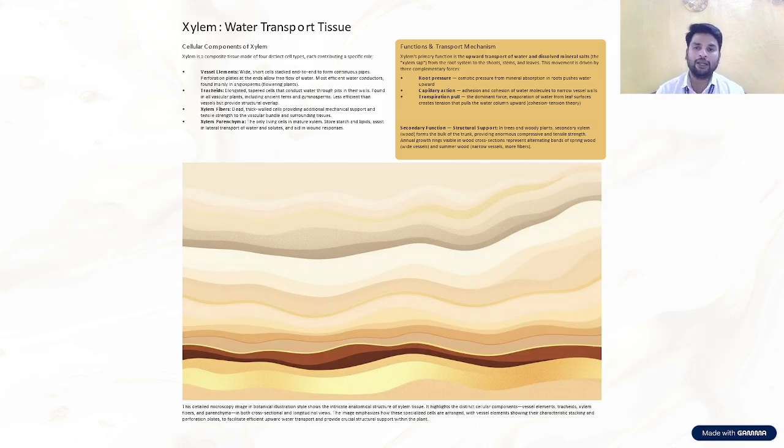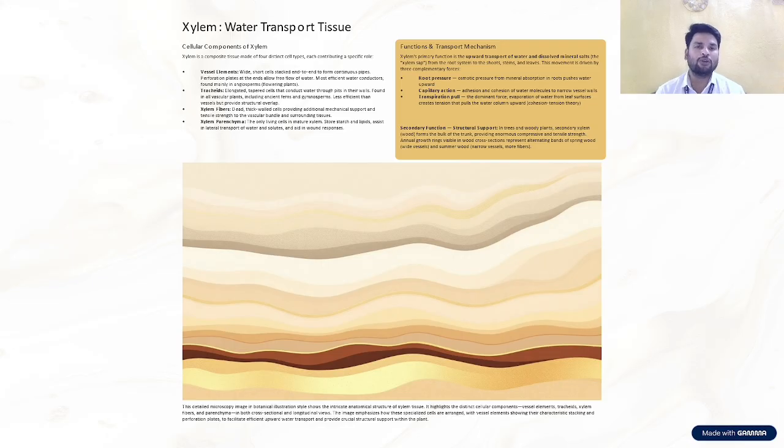Xylem fibers are dead, thick-walled cells providing additional mechanical support and tensile strength to the vascular bundle and surrounding the tissue. The last element of the xylem is the xylem parenchyma. They are living cells, the only living cells in the mature xylem, which store starch and lipid, assist in lateral transport of water and solutes, and aid in wound response.